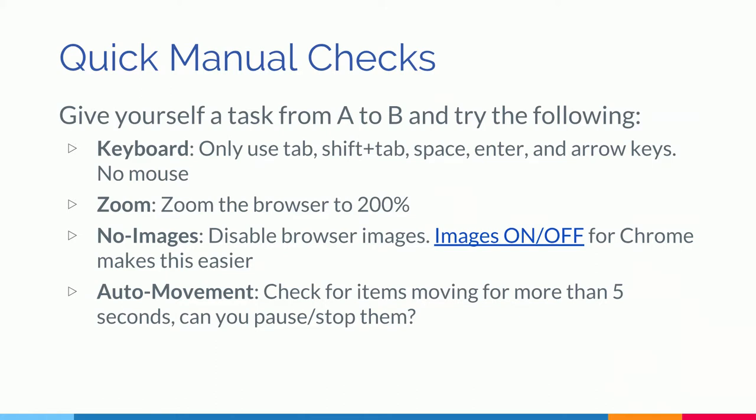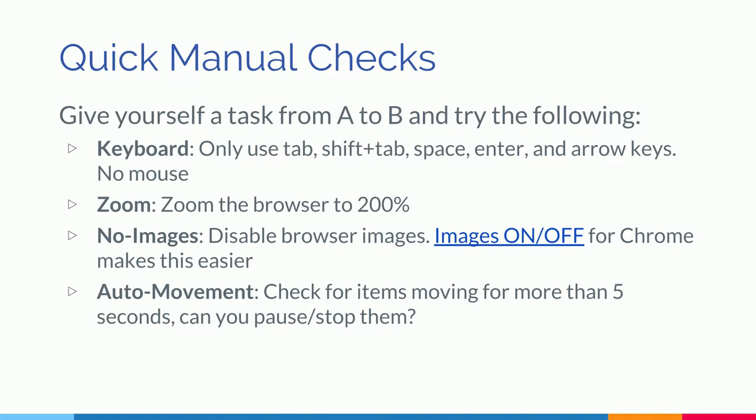Again, these rules were made for 2.0. The new rule for 2.1 is now 400%. Is it actually zooming or increasing the font size? It's physically zooming in the browser. Can you physically zoom the browser to 200%? If you disable the images, can you still navigate the website? Can you still read the content and figure out where you need to go?